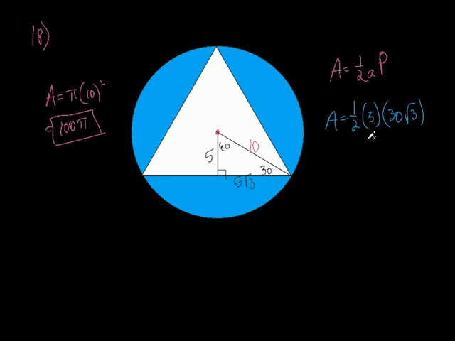So that number right there, that crazy number, let's make this a little bit easier. Half of 30 is 15, and then 15 times 5 is what? 75 times the square root of 3. So that's the area of the triangle, 75 square root of 3. And what am I trying to do? I'm trying to take the area of the circle, which is the whole entire thing, and take away the triangle. This is the triangle, this is the circle. So basically, this is what I'm putting into the calculator. I'm putting in 100 pi minus 75 square root of 3.